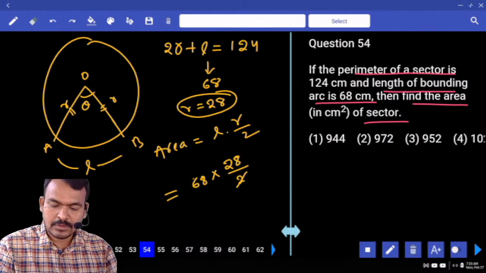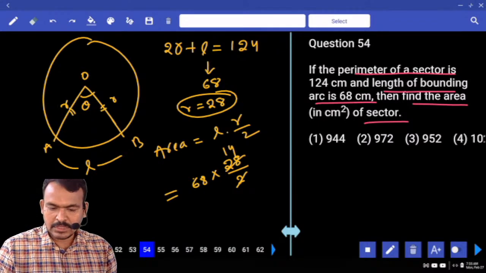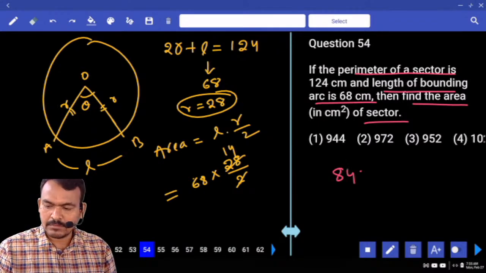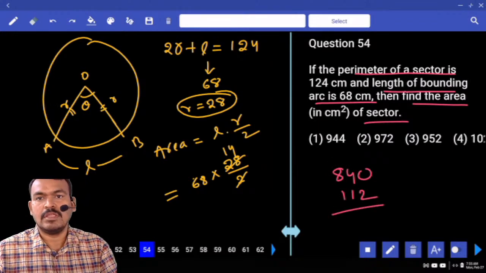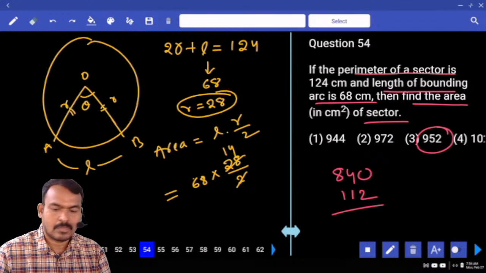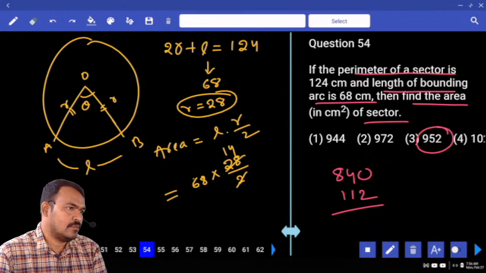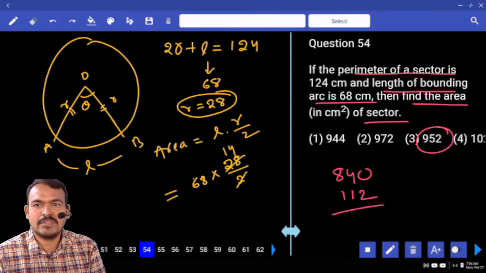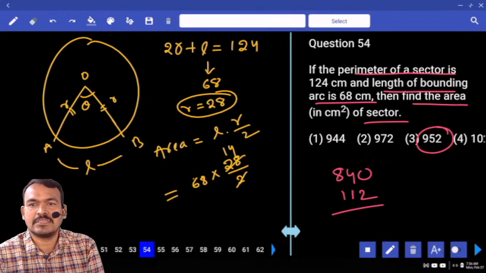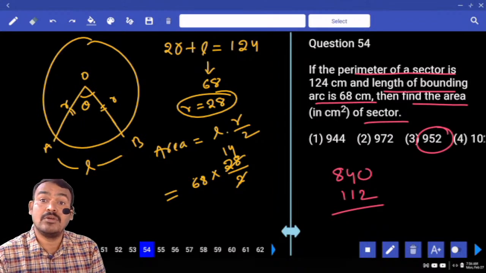28 by 2 is 14. 14 into 68: 14 times 60 is 840, and 14 times 8 is 112. What is the answer? 952. If you know the angle, the formula changes: the area of a sector is theta by 360 into pi r squared. But here we know the length and radius, so we use L into R by 2.